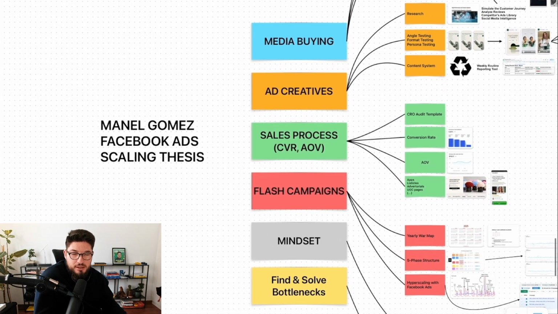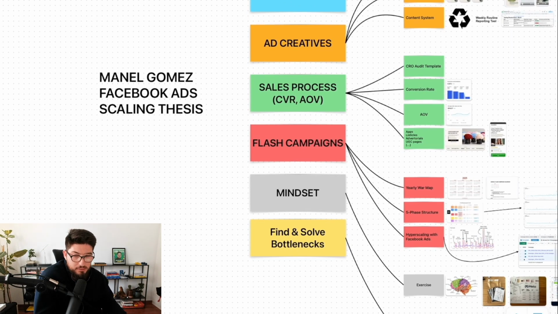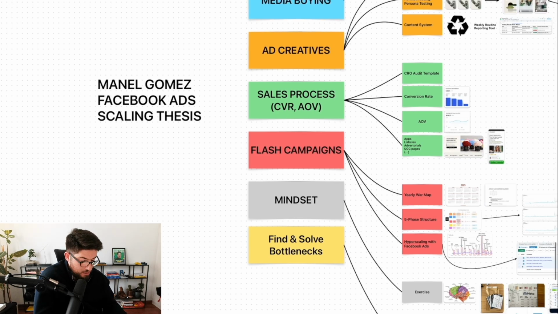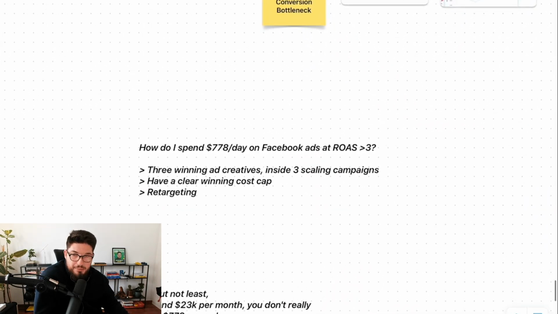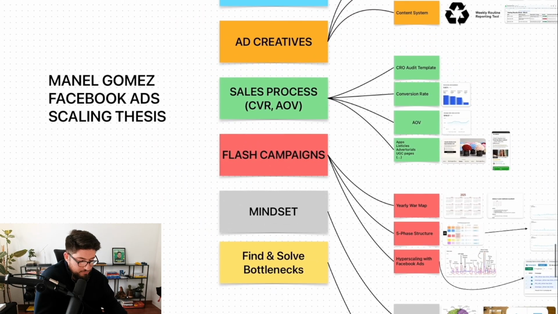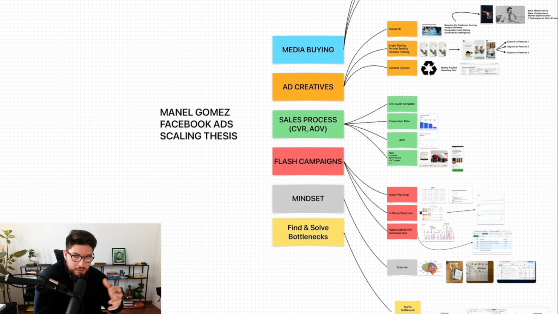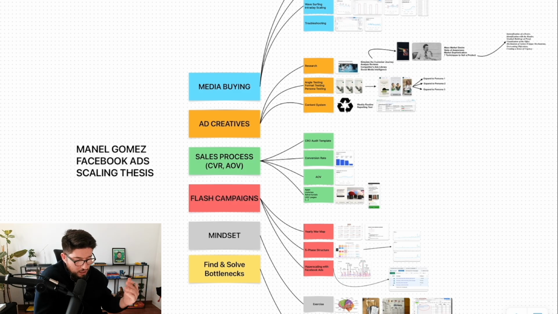Then we have ad creatives, sales process, which is conversion rate, AOV, landing pages, flash campaigns, mindset, and then finding and solving bottlenecks. So just to give you an overview on what you're going to need to focus on. And then I'll just give you a quick summary of what we actually need, because this looks like a monster. Then when you apply it and you have a scaling roadmap, which is what I do with the people in the Meta Scaling Accelerators, they join the program, and based on this and their personal case, we make a roadmap that we're gonna follow together to reach a destination, 100K per month, 500K per month, 1 million per month, whatever it is.